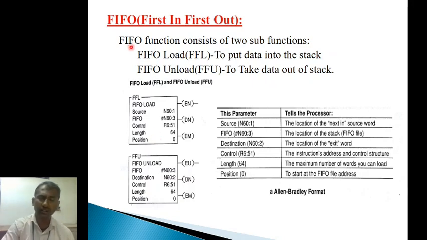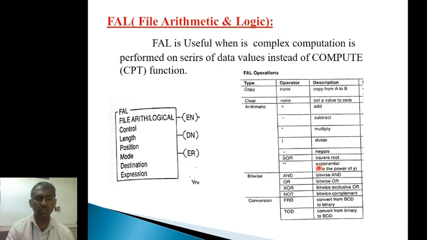So these are the syntaxes: for loading, FIFO load, and for unloading, FIFO unload. Source means the location of the next source word, and destination means the location to which we send the data. We also have control and position, and the length means the maximum number of words that can be loaded in a single FIFO.